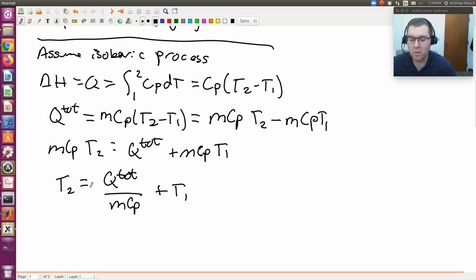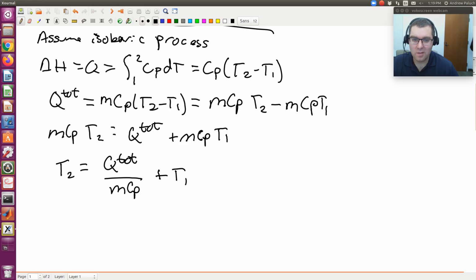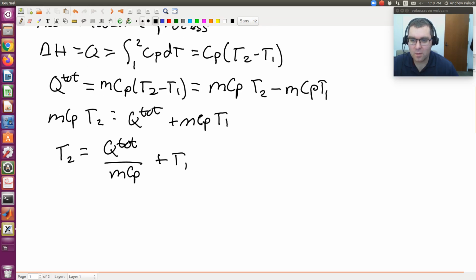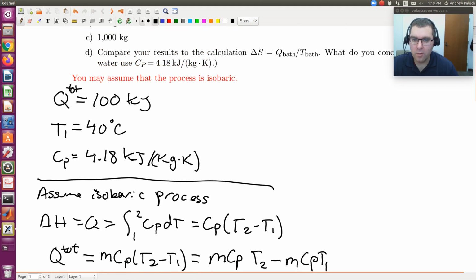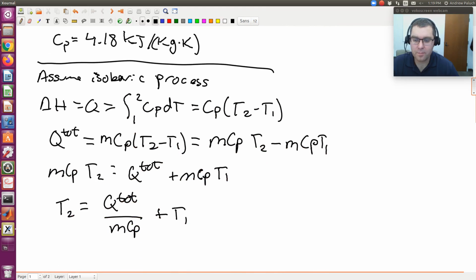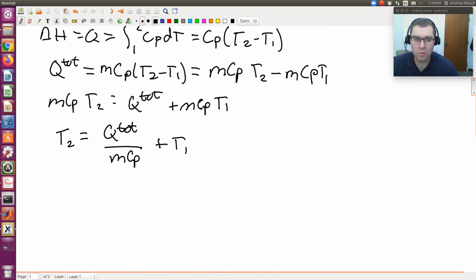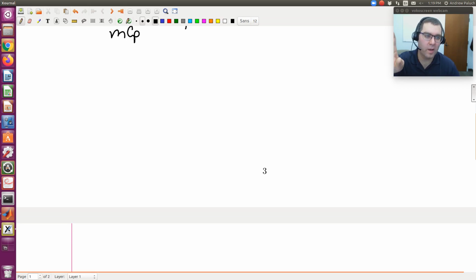All right, so what I'll be able to do is for all three masses, I can calculate T2. And then what I need to do is for all three cases, I also need to calculate delta S. Okay, and I'm going to compare that to the case of a bath. Okay, so I'm going to go over to a new page just because I'll work out all three cases up here.